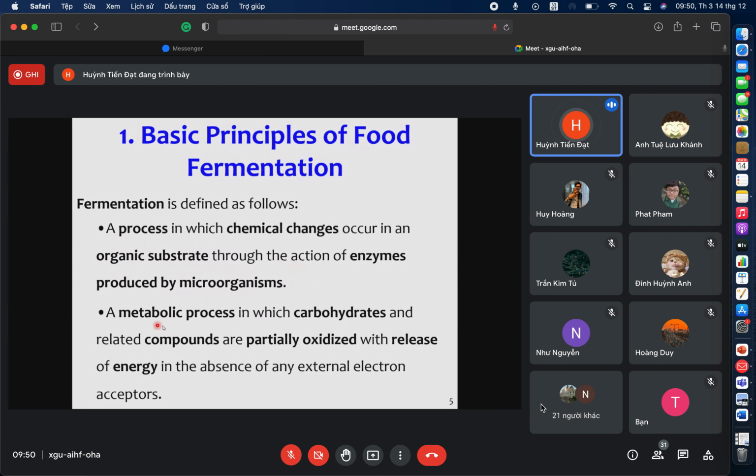Another definition is that it is a metabolic process. Okay, so mostly focus on the carbohydrates and some other compounds. Here the carbohydrates and some other compounds can be oxidized to release energy for the cells of the microorganism to use, in the absence of any external electron acceptor, like oxygen.